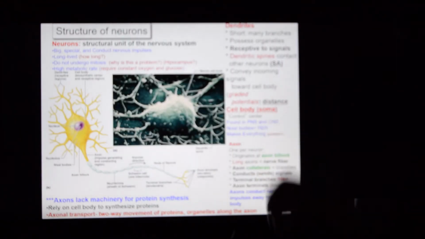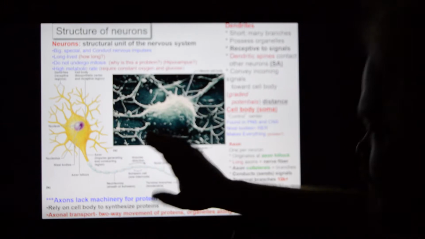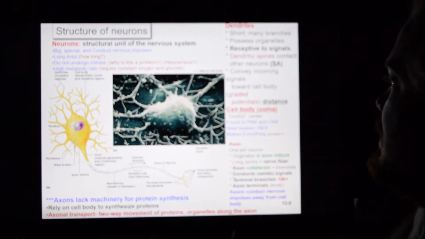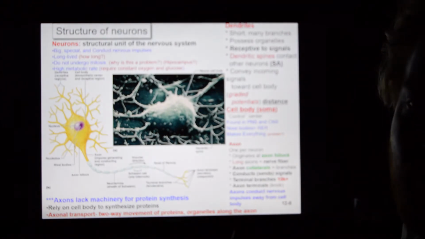Speaking of a neuron, here's our given neuron. You know that neurons have a nerve cell body. They have dendrites and they have an axon. I'm going to go into a little bit more detail on that now.